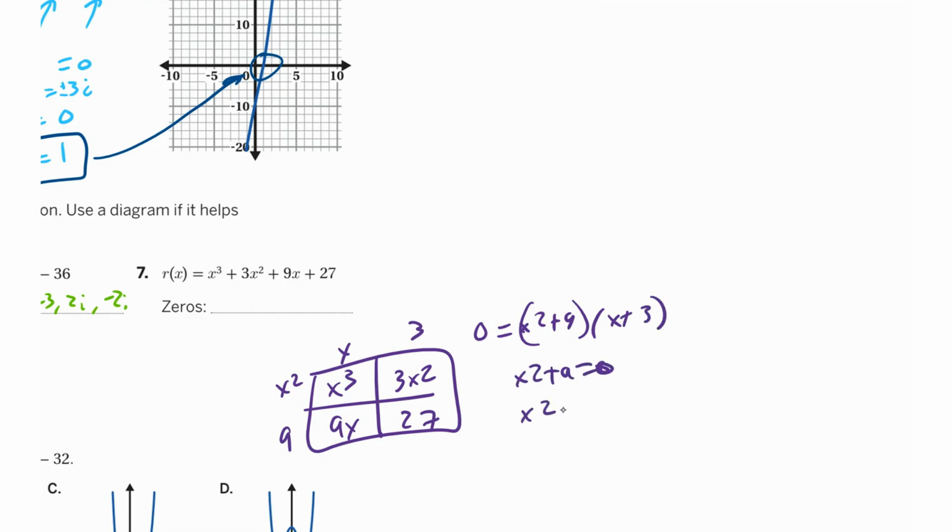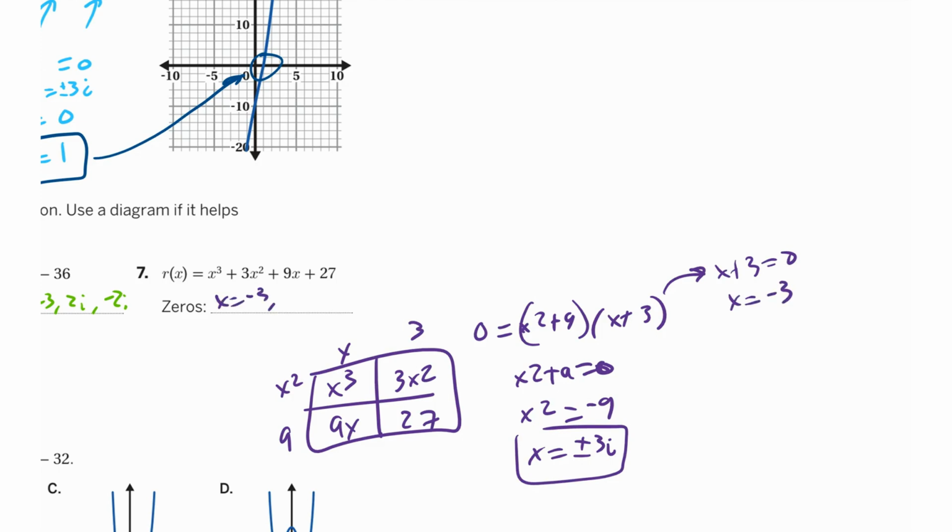I'm getting sloppy here, sorry people. Negative 9, take the square root of both sides to get plus or minus 3i. And then this one here gives me negative 3. So my solutions are x equals negative 3, positive 3i, and negative 3i as my zeros.